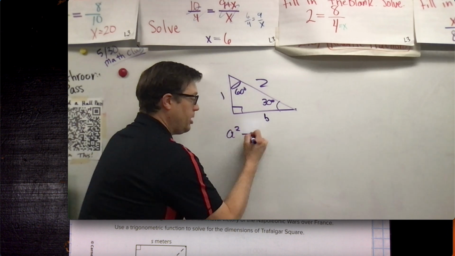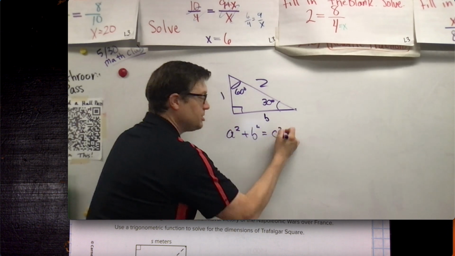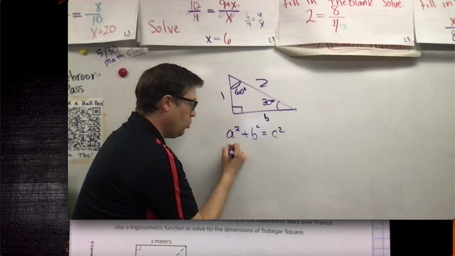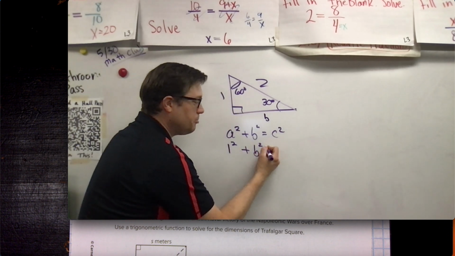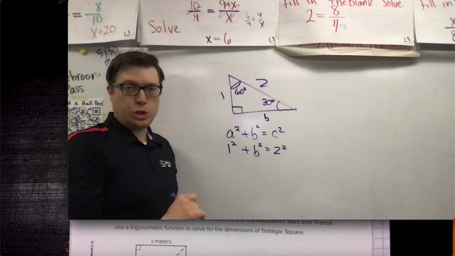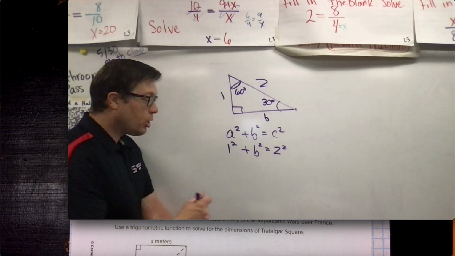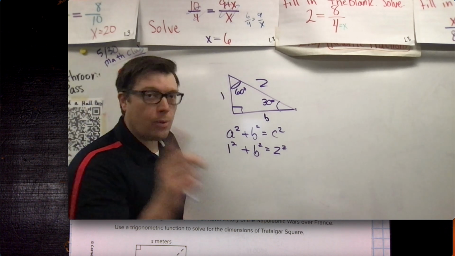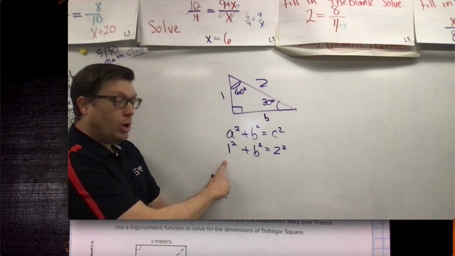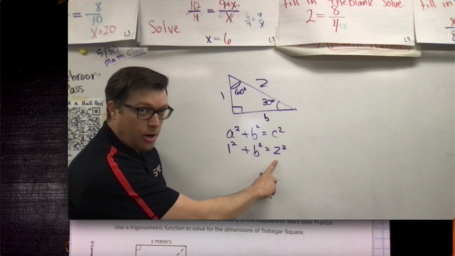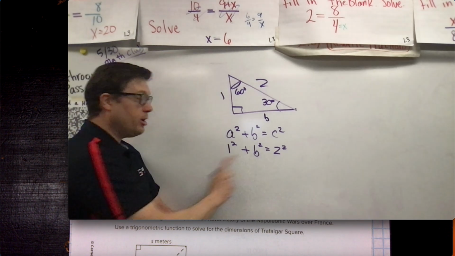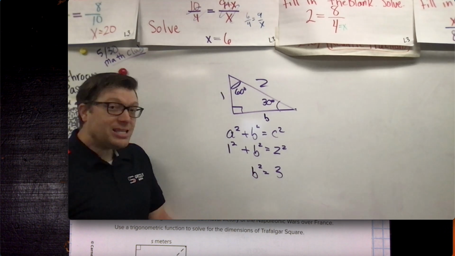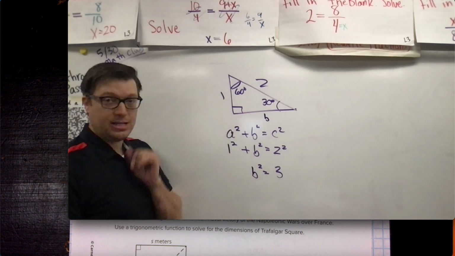So a squared plus b squared equals c squared. That's a, that's b, that's c. 1 squared plus b squared equals 2 squared. So to solve for b, we're going to need to square things, we're going to subtract, and last of all we take the square root. 1 squared is 1. 2 squared is 4. 4, take away 1. That's the squared value of that side length.